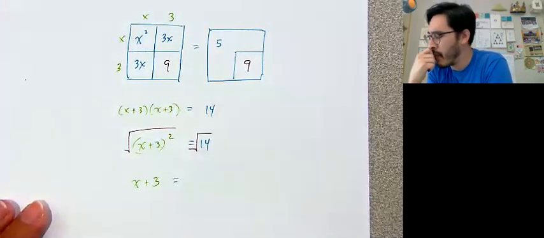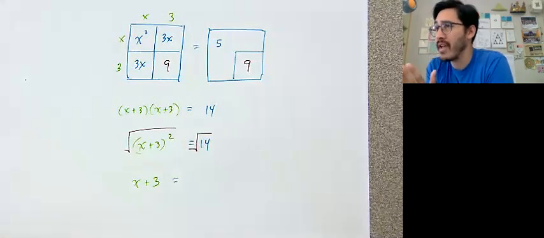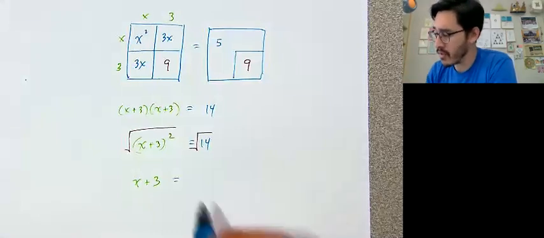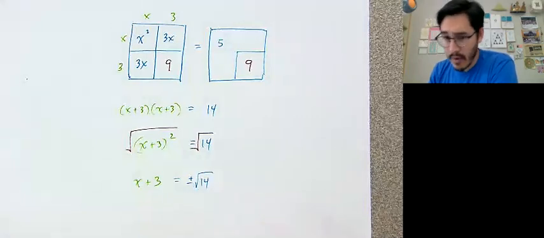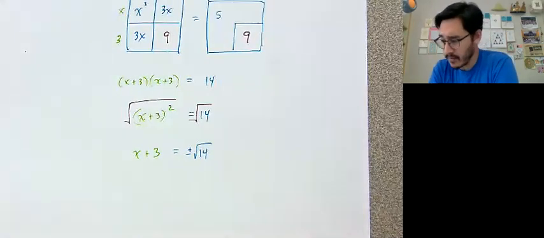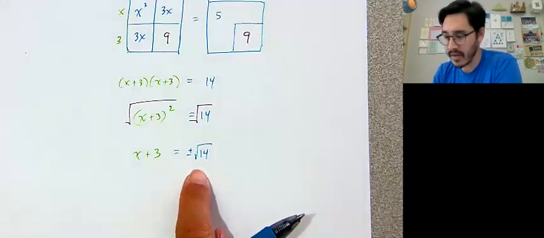Now 14, let's see. Does it have any factors that are perfect squares? It could be 2 times 7, 14 times 1. None of those are perfect squares. So we're just going to leave it as radical 14. There's no other way to simplify it. All right, our square roots come in pairs, positives and negatives.